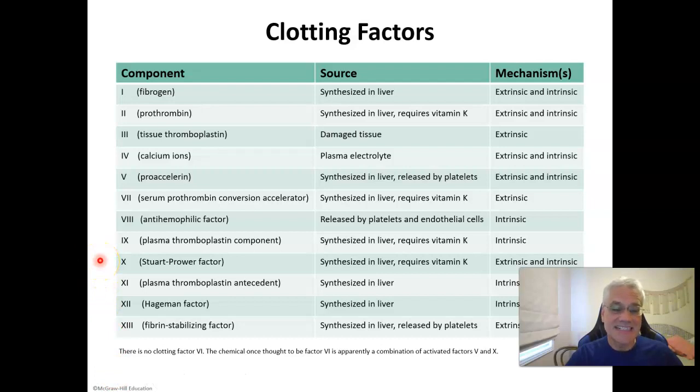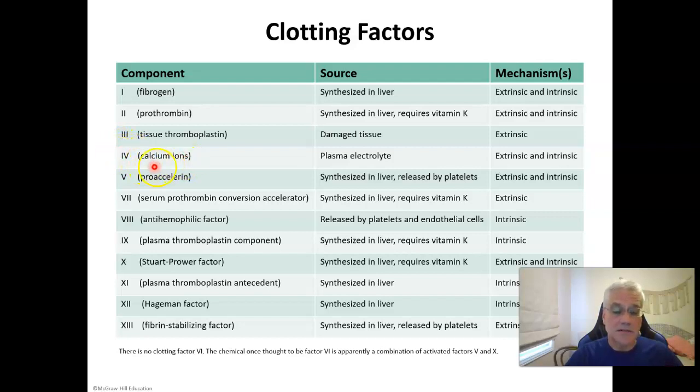Here it is. So, what I want you to know of this list. Factor 1, of course. Factor 2, of course. Factor 2 changes fibrinogen into fibrin. Factor 3, or tissue factor, that begins the extrinsic clotting pathway, yes.